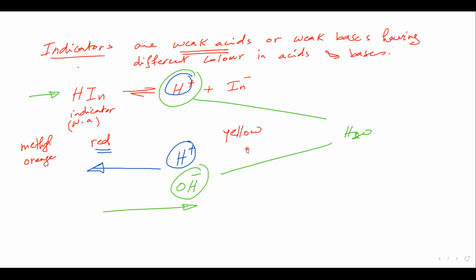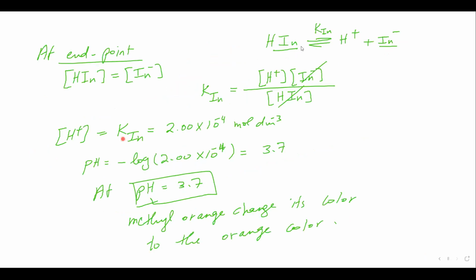Now, we said that we have to choose our indicator. So to choose our indicator, we have to know at which pH it will change its color. So we said that HIN gives H positive plus IN negative. And since there is an equilibrium, there should be an equilibrium constant that we are going to call K indicator.